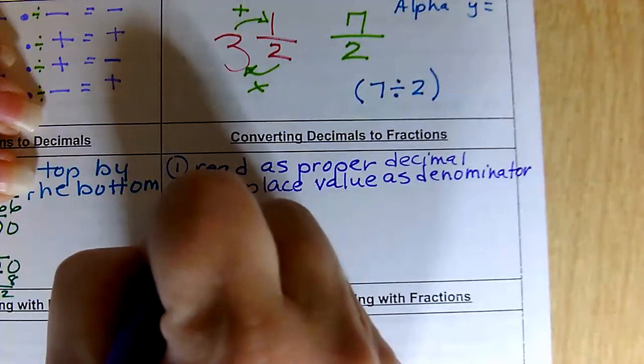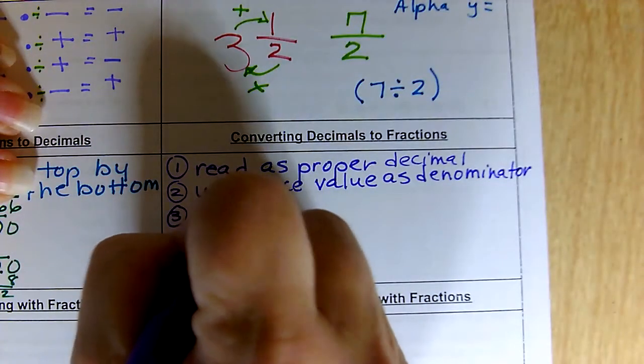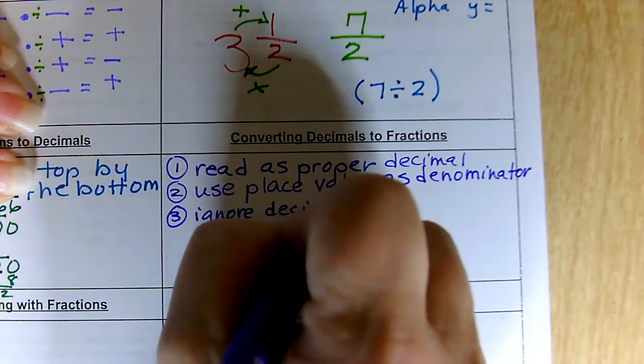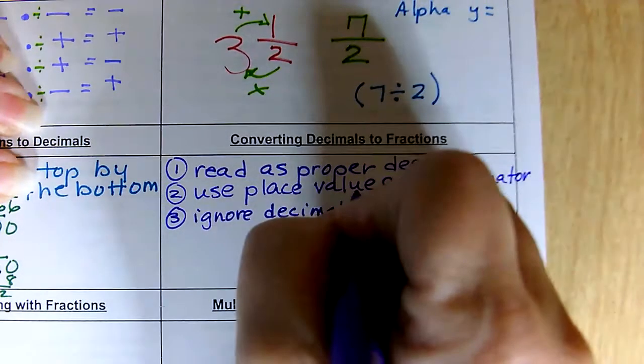Number 3, ignore the decimal. And write number as numerator.